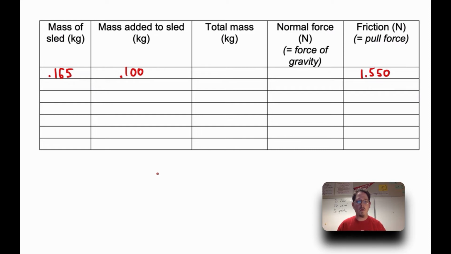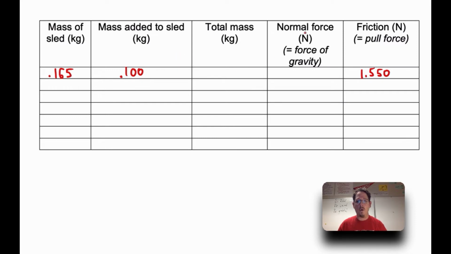Welcome to a quick run through of some calculations for our friction lab. Just in case it's giving you some troubles, I have some sample data here from the first trial in the video, and we can talk about how we're doing the calculations that we need to do.